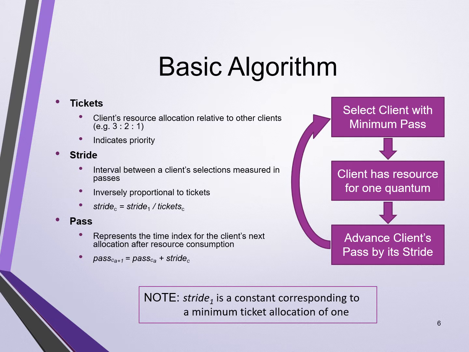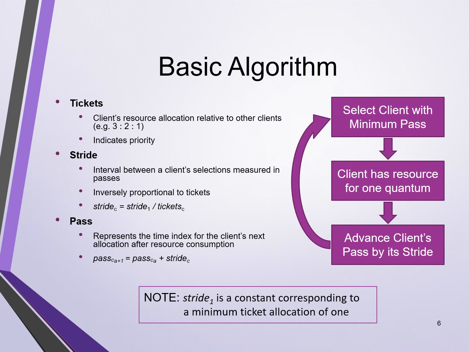I wouldn't call it more efficient as Waldspurger does, perhaps more effective, since it's easier to visualize a stride as a whole number rather than a fraction, and it's simpler to deal with an integer stride than a floating number programmatically. Therefore, to ensure a high precision integer, the client stride is the inverted ticket value multiplied by this constant stride sub 1. And you can see that equation. Stride sub C is equal to stride sub 1 over ticket sub C.